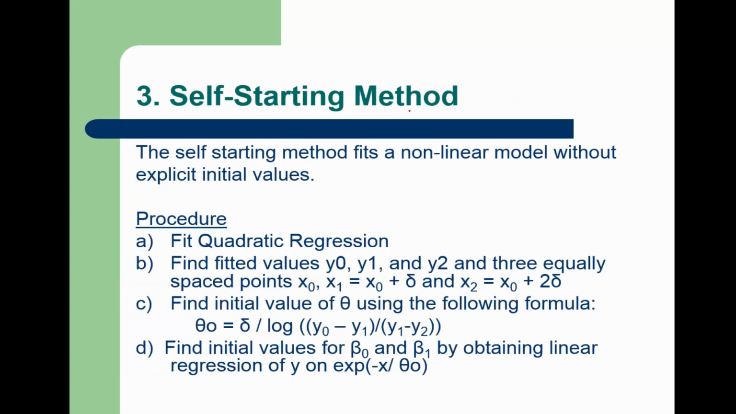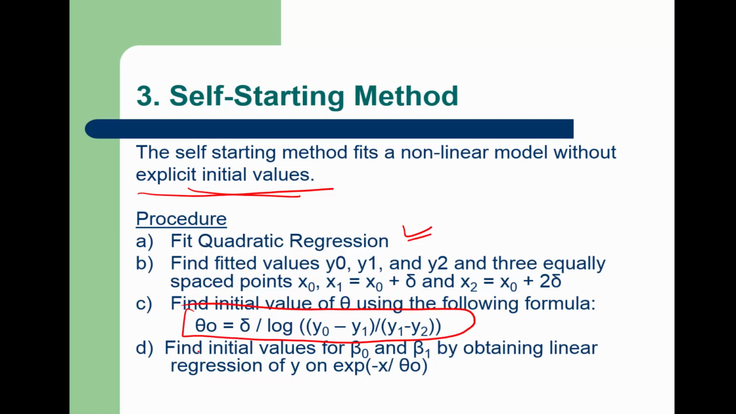Then the third one is the self-starting method. The self-starting method fits a nonlinear model without explicit initial value. So that's one thing to take notice of, how it is different from the other two. So it fits a quadratic regression. So it assumes the quadratic of some form, and then it fits the regression. And it finds out the initial value of theta using some formula, and that we do not see.